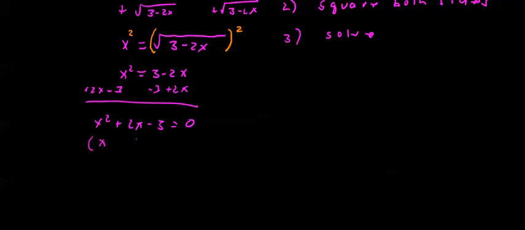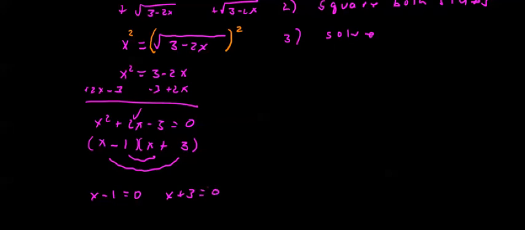So we have x and x, 3 plus and minus 1. Check with our double smiley. 3x minus 1x, positive 2x, it checks. And then we set each factor equal to 0. X equals 1, and x equals negative 3. Lastly, we check.